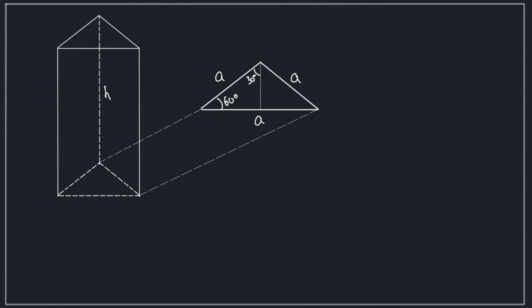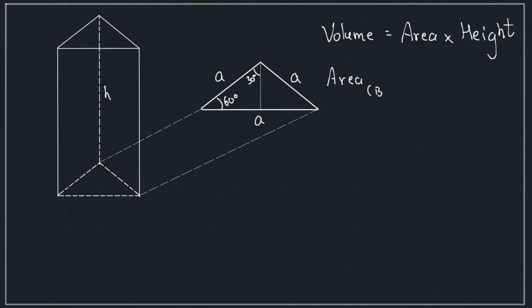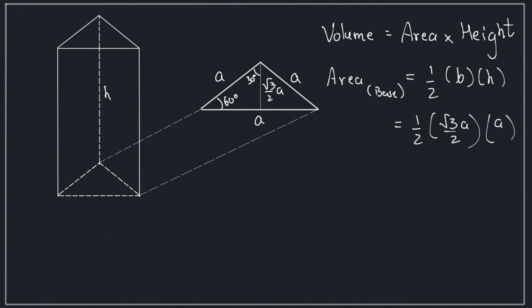√3a divided by 2. Now we can find the volume of this prism by multiplying area of the base to height. Area of the base will be area of the triangle, which will be 1/2 times base times height. Base is a units and height will be √3/2 times a, which will simplify to √3/4 times a square. Therefore, the volume will be √3/4 times a square times height.